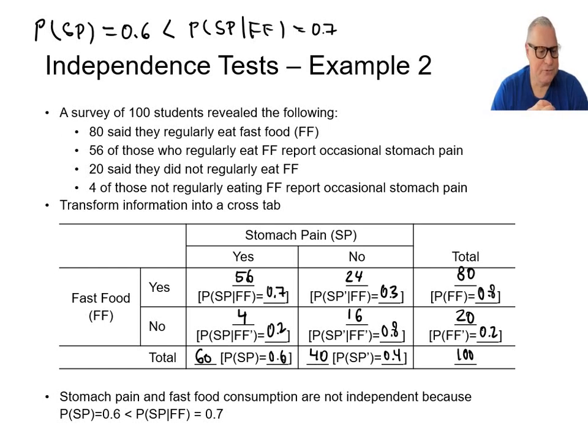So there are lots of applications for those independence tests, like pharmaceutical tests for negative consequences or side effects of certain pills. Okay, so I hope it is clear how independence tests work. And let's just stop here and then let's talk about Bayes' theorem in the next video.